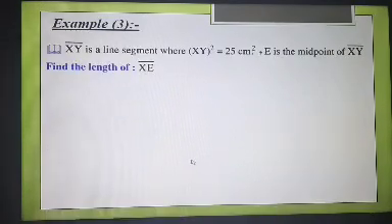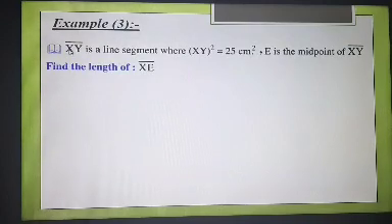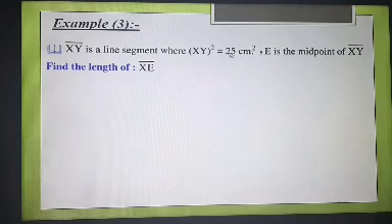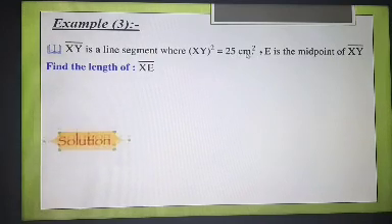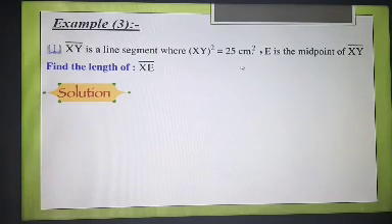تعالوا نشوف مع بعض سؤال كمان. بيقول لو كان عندنا لاين سيجمنت اسمها XY where XY square is 25 centimeter square. E is the midpoint of XY. Find the length of XE.